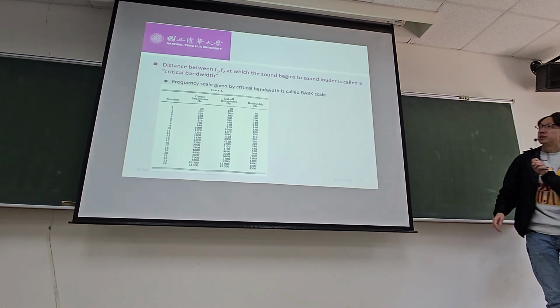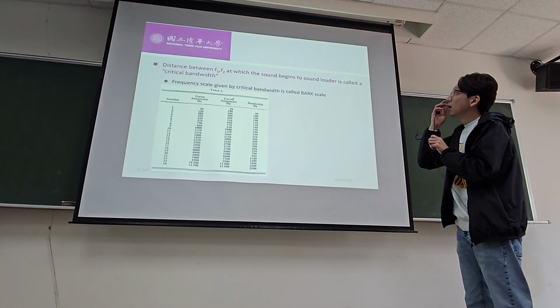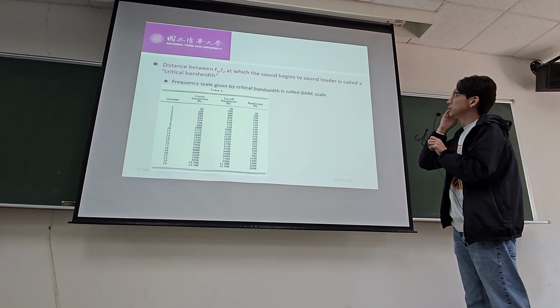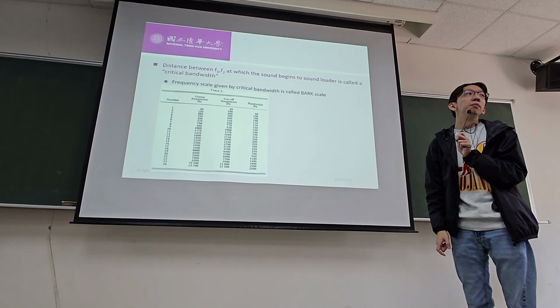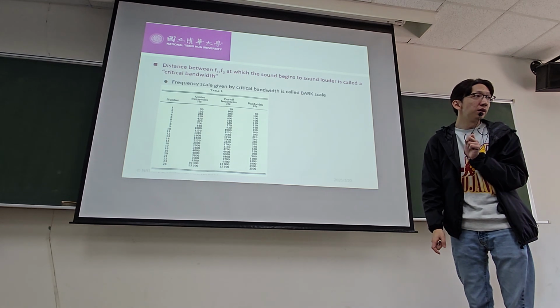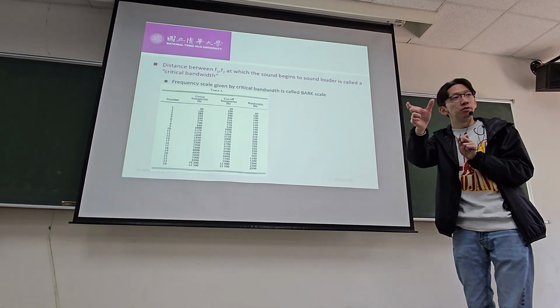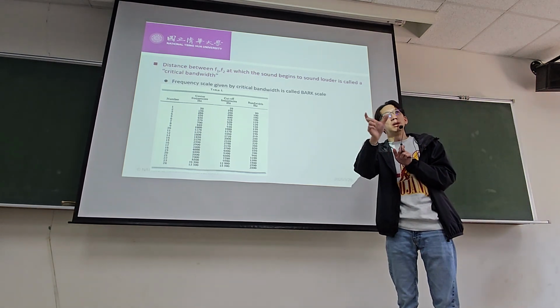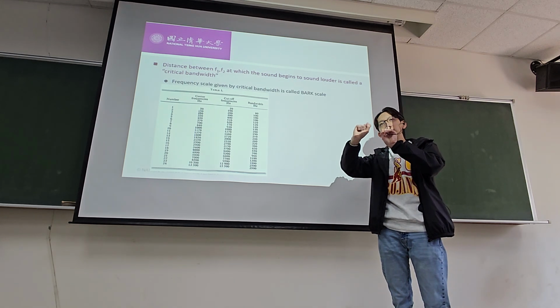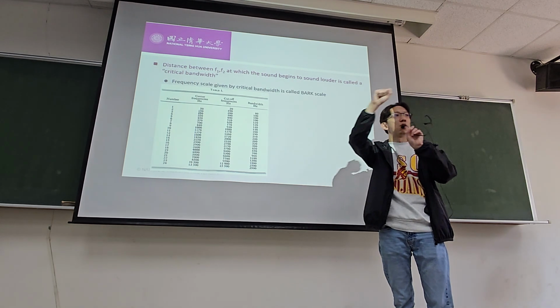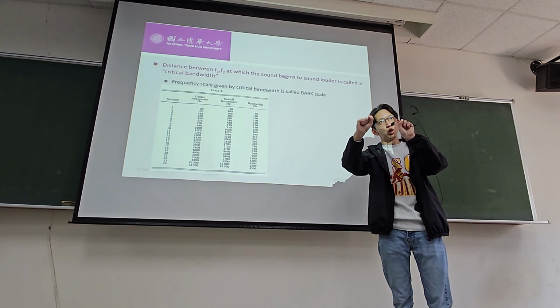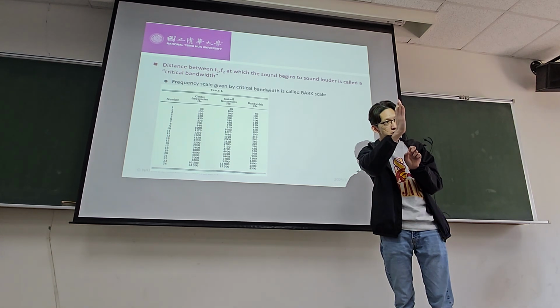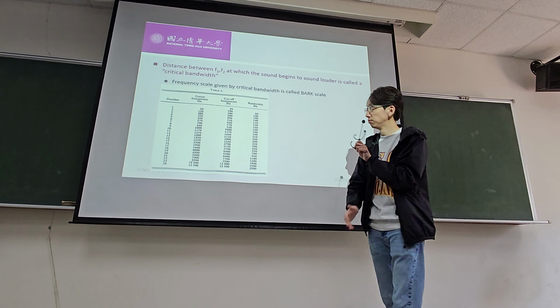Okay, so the distance between F1 and F2, at which the sound begins to sound louder, is what we call the critical bandwidth of the bandpass filter we design, right? Because by changing F1 and F2, the difference between them, we're effectively saying I'm using this bandpass filter or that bandpass filter. So F1 and F2 give us the critical bandwidth for that center frequency bandpass filter.